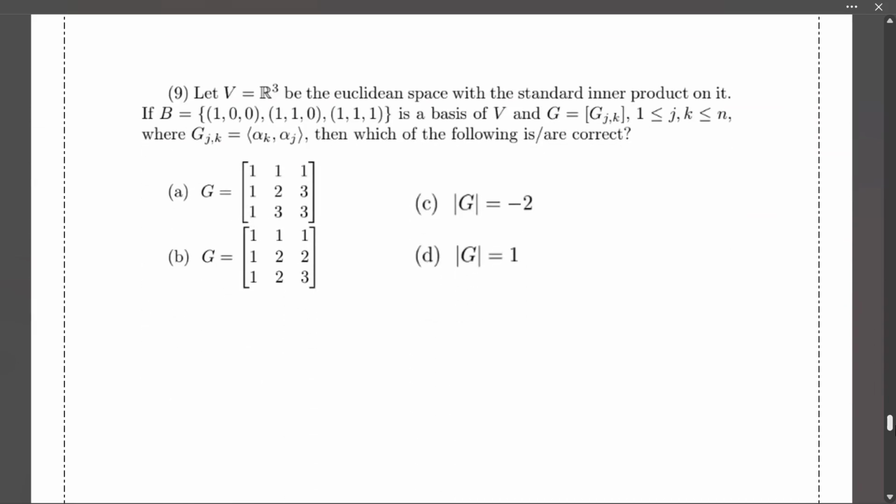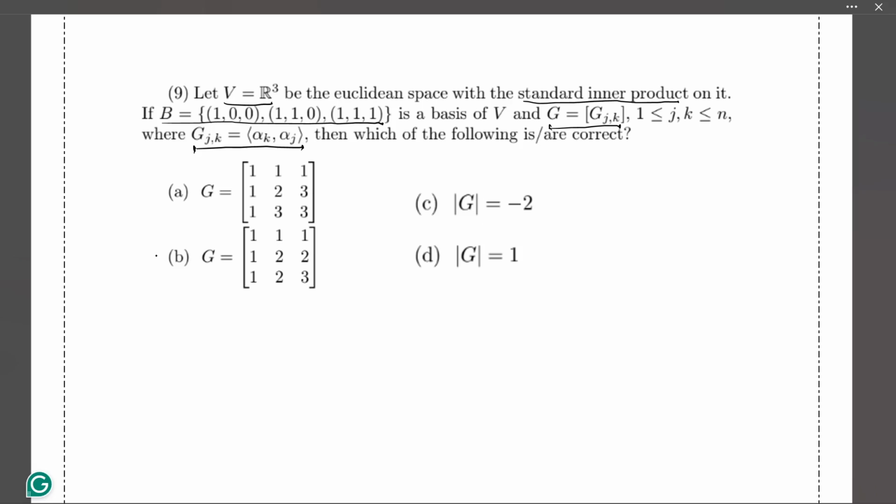Let's see the next question, ninth question. Okay, so here you have the same basis. The standard inner product on R3 again. V is also the same as in the last question. And G is this matrix, defined by its ij-th entries, the inner product of alpha i and alpha j. Then which of the following are correct?